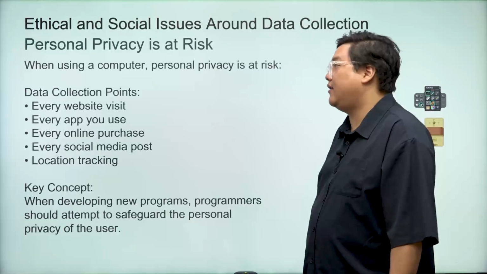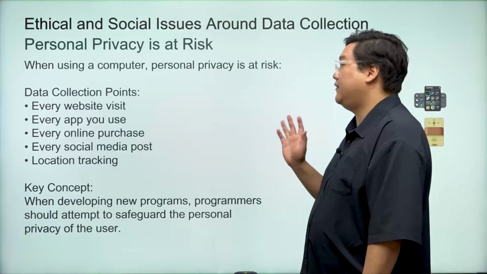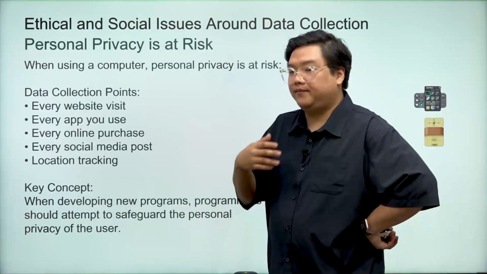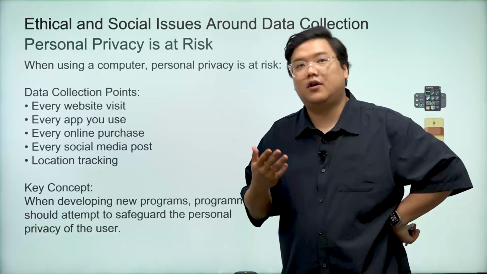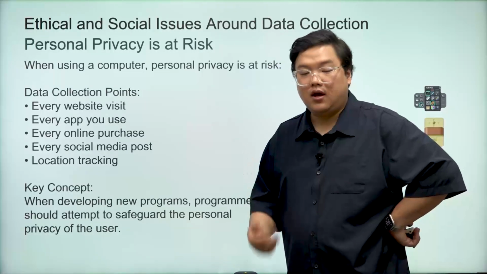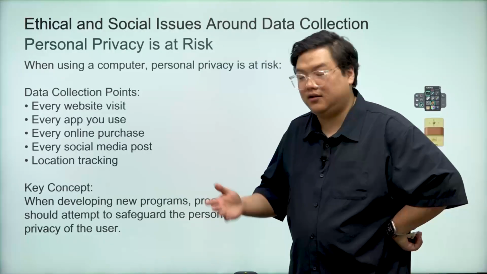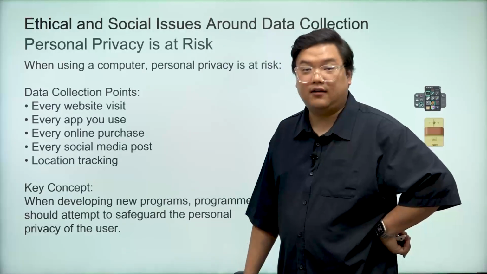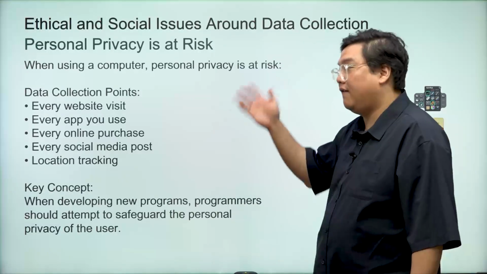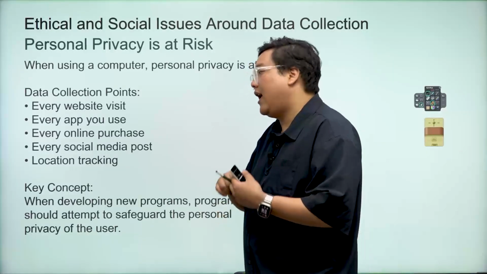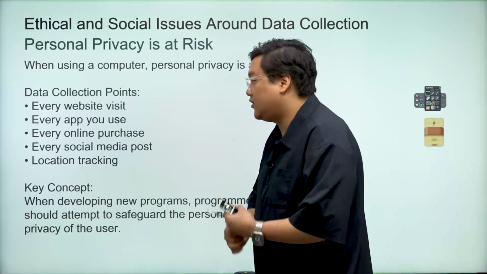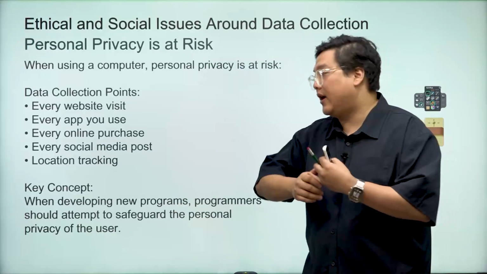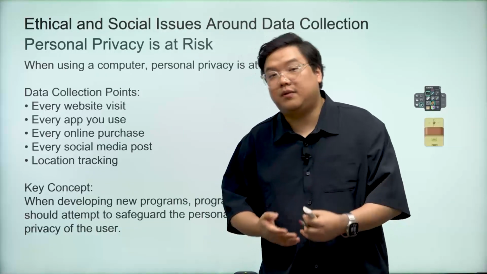So personal privacy is at risk. When using a computer, personal privacy is at risk. So where is our data collected? When you sign up for a website, or when you go into a website, sometimes the websites will ask you to accept all cookies. Literally they're giving you a cookie, and in return they're taking your data. Data collection points are every website you visit, every app you use, every online purchase you make, every social media post, and if you have location services turned on on your phone, everywhere you visit, your location is being tracked.